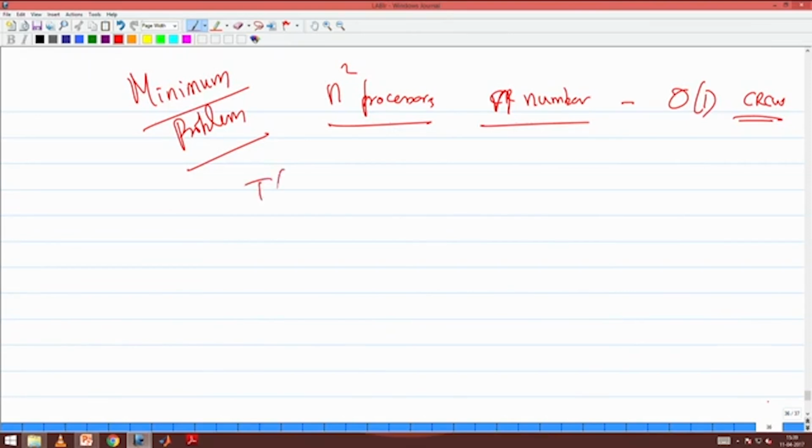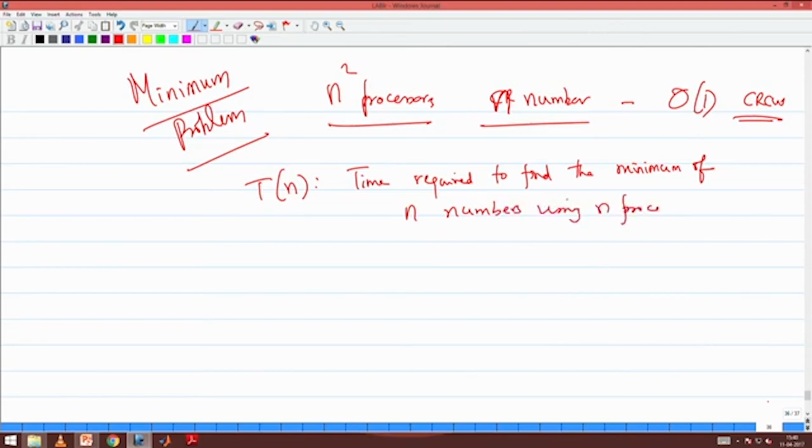So let Tn be the time required to find the minimum of n numbers using n processors on a CRCW PRAM.